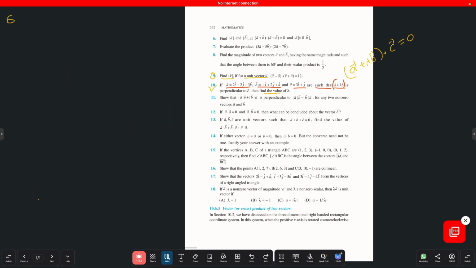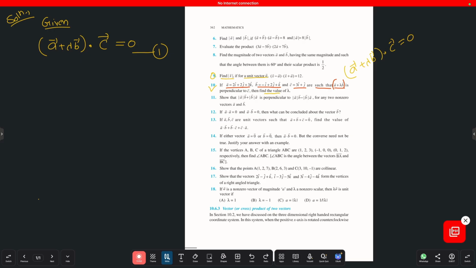First I will write: given (a + λb) vector dot product with c vector equals 0. Okay, this is equation 1. I will use this. But before that, I need to know what a + λb vector is.